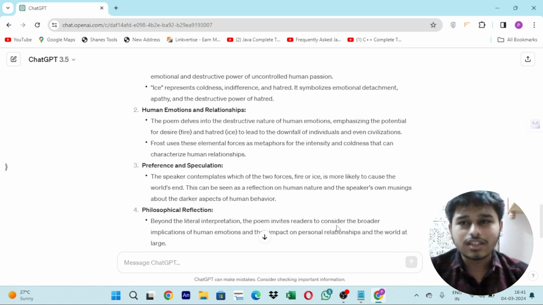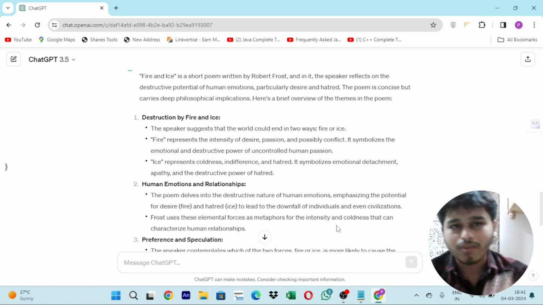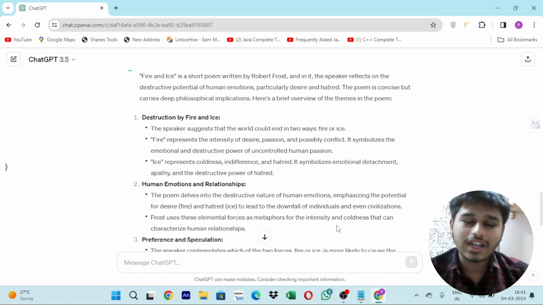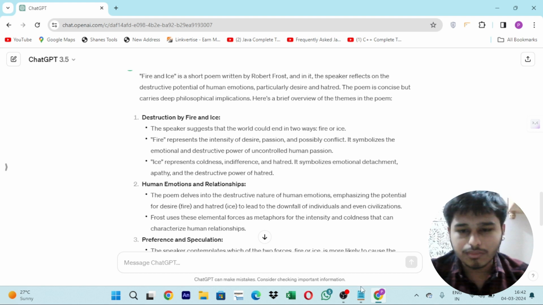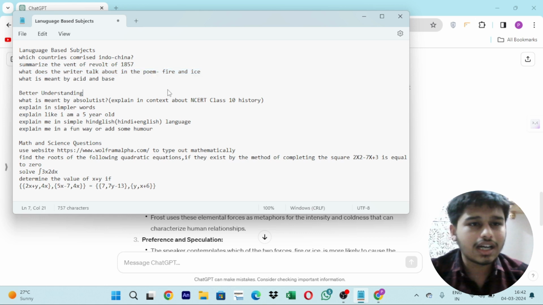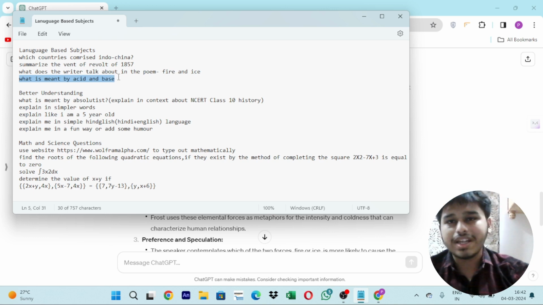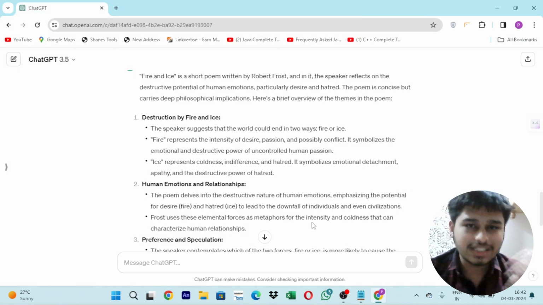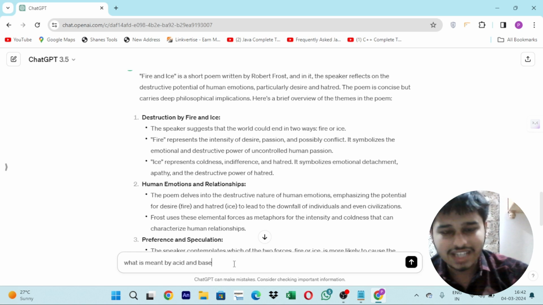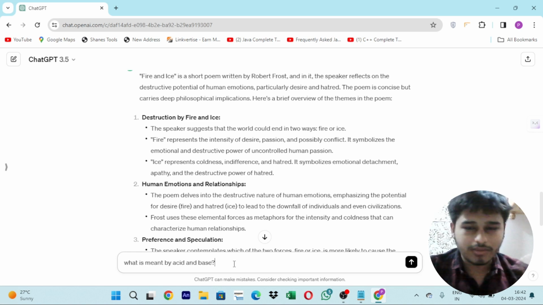So that's all, guys. You can use ChatGPT not just for maths and science, but for English, for SST, and for any language-based subject. So now let's move ahead and ask ChatGPT a question related to science. What is meant by acid and base? Now let's see what ChatGPT is telling us in the output. We'll put a question mark and enter.